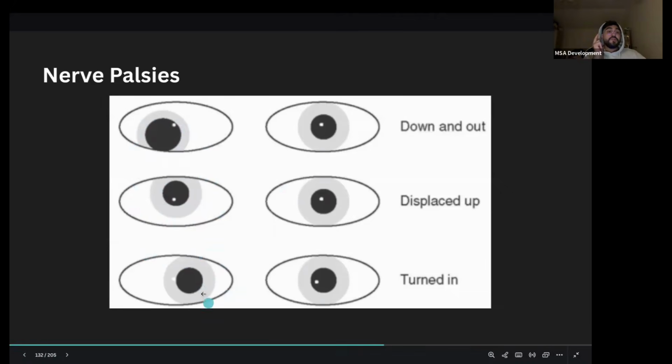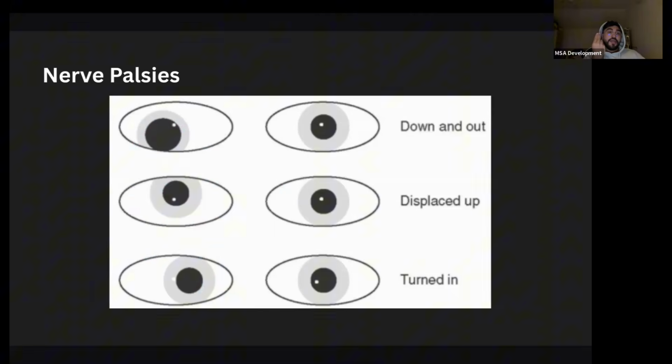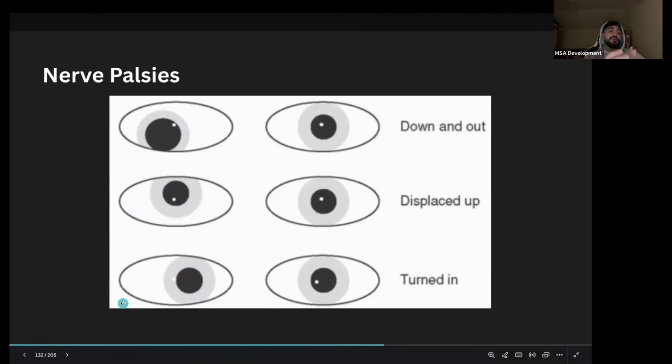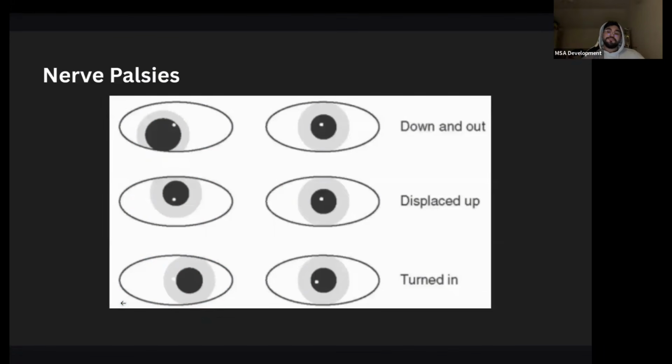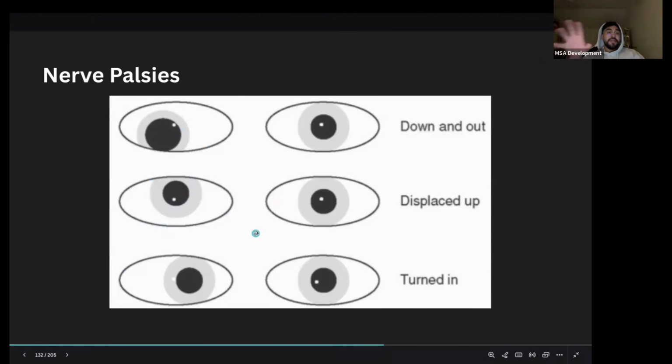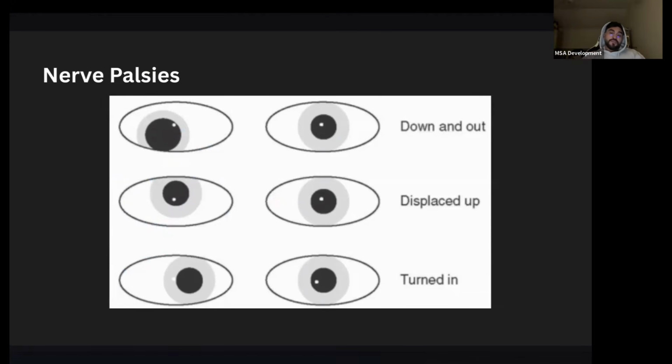And if the eye is turned inwards and the patient cannot abduct the eye laterally, that's going to be the abducens nerve, because the lateral rectus is not working, right? And here the superior oblique is not working because the trochlear nerve is damaged. All right, so this is something that you can clinically apply with whatever we just mentioned.